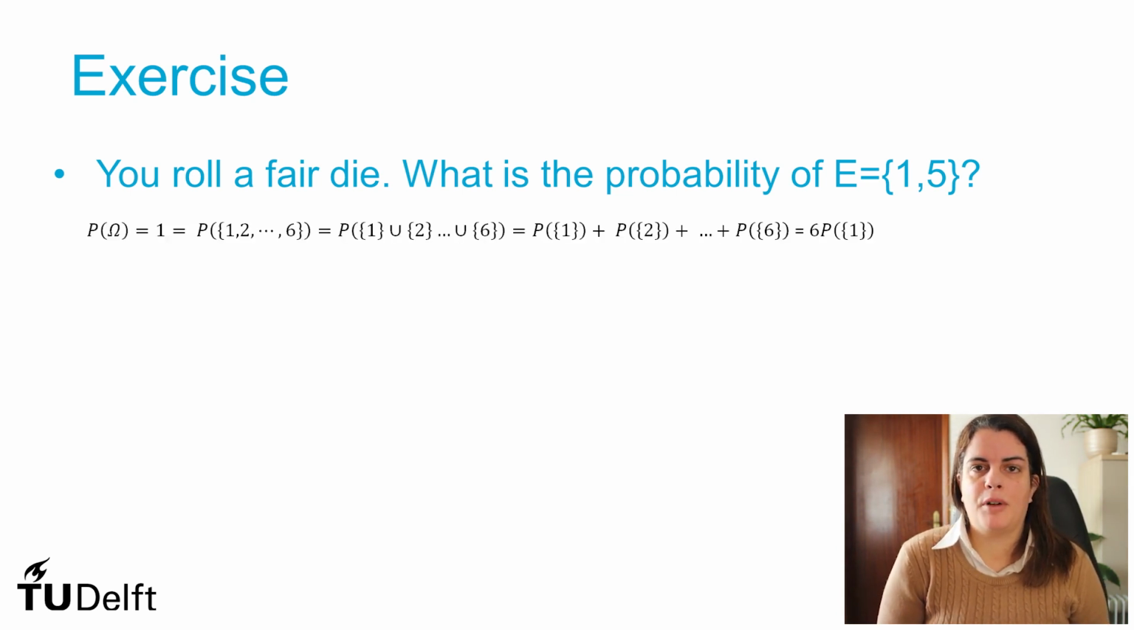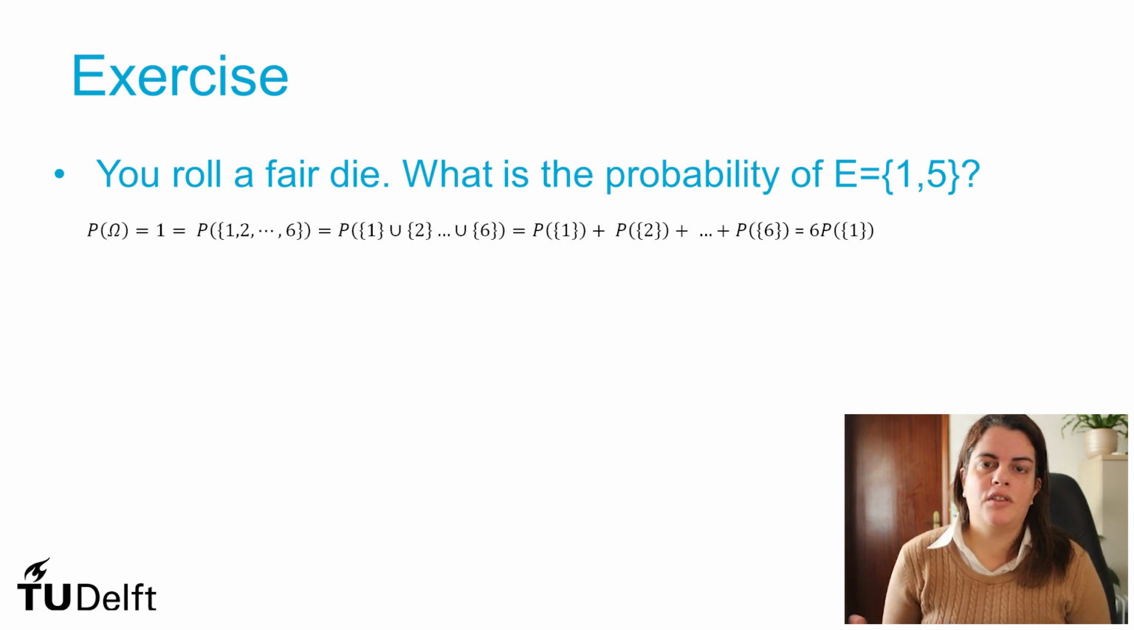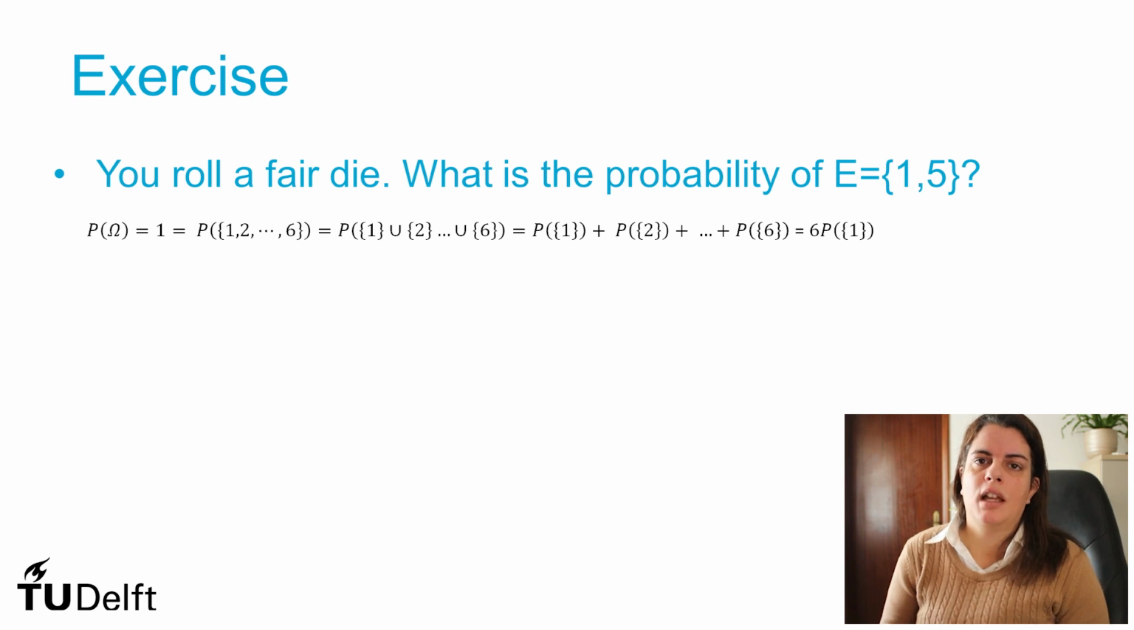And in this case, the probability of the sample space is the probability of the union of set 1 with set 2 with set 3 and until set 6, which, because of axiom 3, is the sum of the probabilities of each of the sets. So it's the sum of the probability of set 1 with the probability of set 2 and so on.